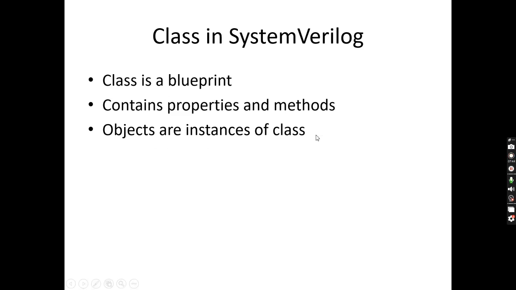Objects are instances of the class. Module instance is what you create while instantiating your module in another module, or while instantiating your module inside a testbench. You have the module name and the module instance, by order-based instantiation or whatever. Similarly, instances of the class are called objects.